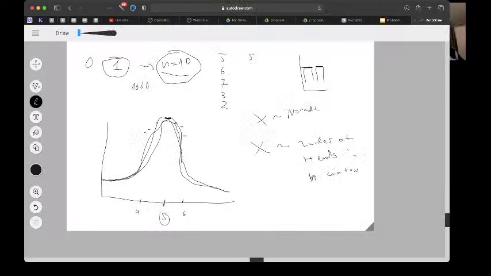Okay, and that's pretty much it. That's how you can use uniform to sample. You can sample from uniform and get a Gaussian distribution.